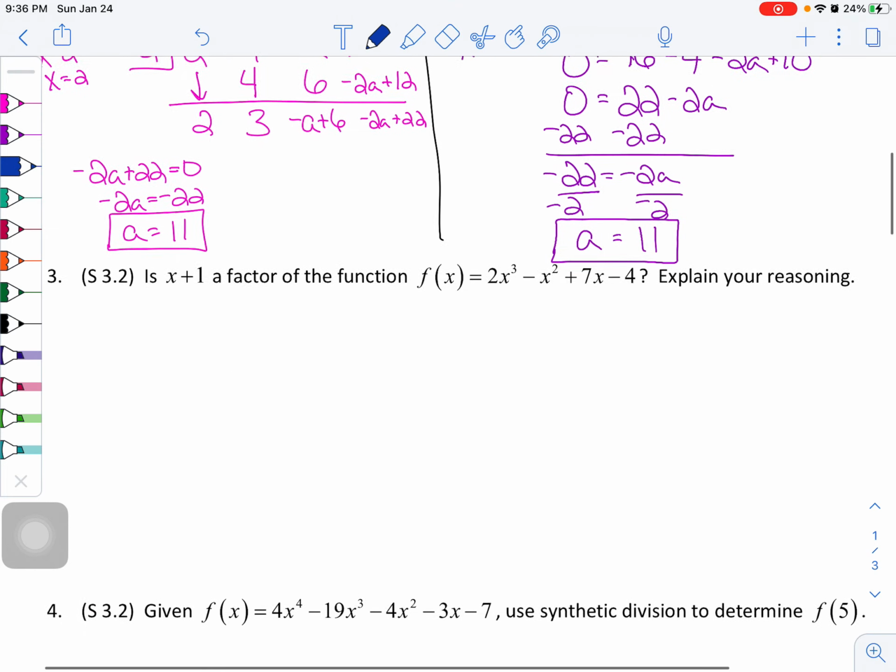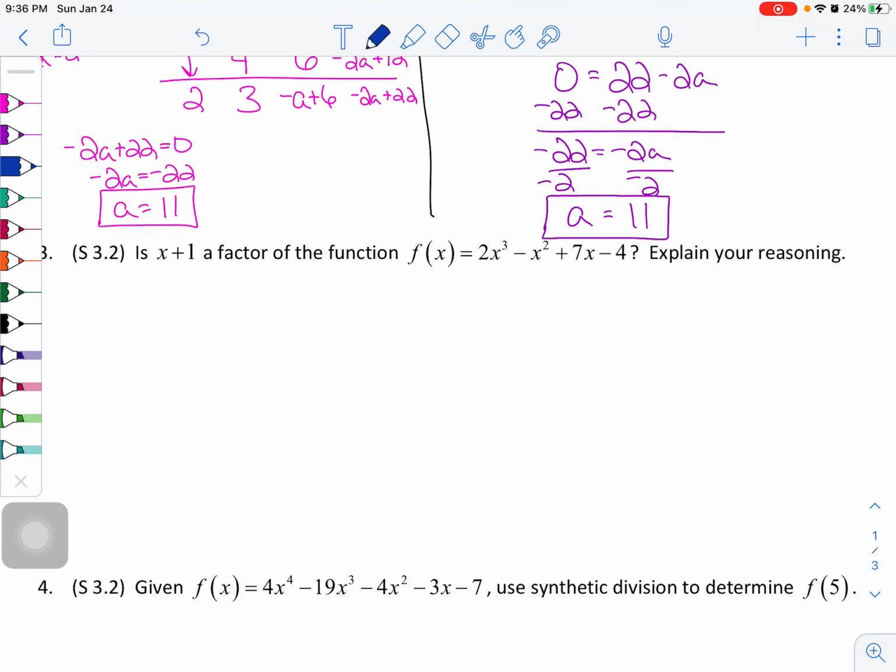All right, problem number 3. Is x plus 1 a factor of the function? Well, we've just been talking about factor theorem. And so factor theorem says if I do synthetic division or any division and the remainder is 0, then what I was dividing by is a factor.